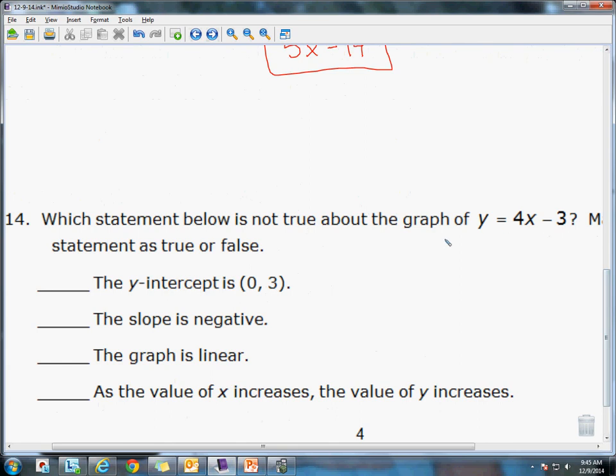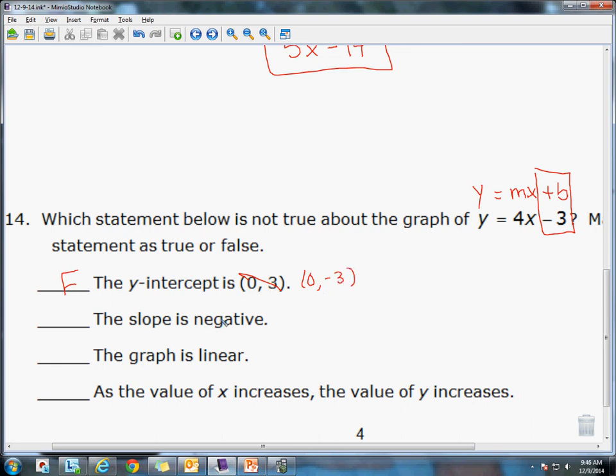All right, number 14, it says which statement below is not true about the graph of y equals 4x minus 3. You're going to mark these as true or false. First one says your y-intercept is 0, 3. Well, if you remember, this is in slope-intercept form, mx plus b. Your y-intercept right here is a negative 3. So this is going to be false. The reason why it's false is this should say 0, negative 3.